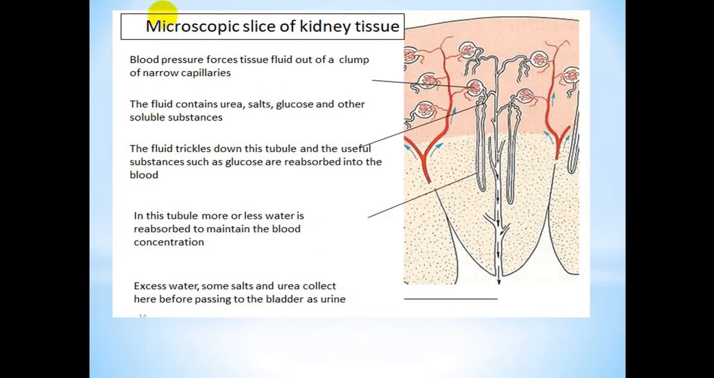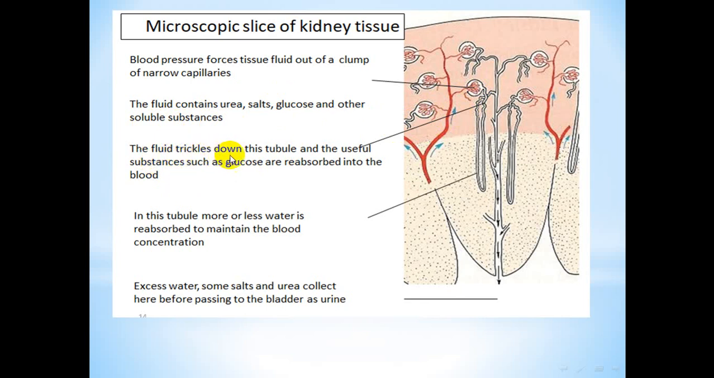This figure shows the microscopic slice of kidney tissue. Blood pressure forces tissue fluid out of the clump of narrow capillaries. Blood pressure causes the fluids to come out. The fluid contains urea, salts such as bicarbonate, glucose and other soluble substances, and other water-soluble substances such as sodium chloride.